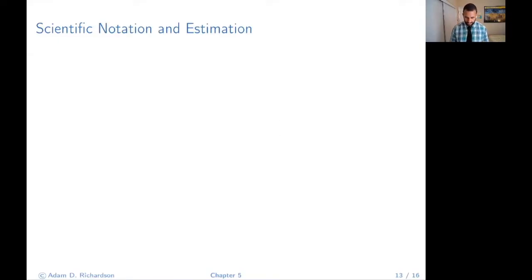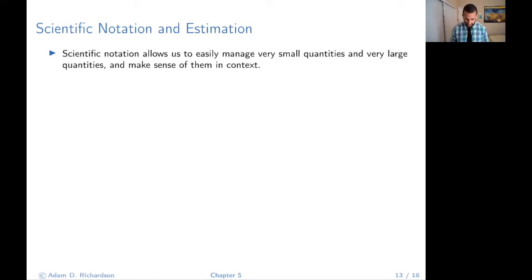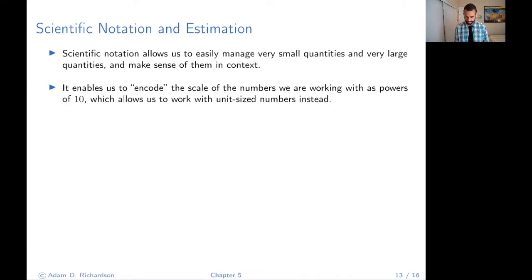Okay. So scientific notation and estimation, because it can help us estimate. First, I'll say this. Scientific notation lets us easily manage very small quantities and very large quantities and make sense of them in context. Because the truth is, if the numbers start to get really, really tiny, or really, really big, then it's hard to make sense of them. It's like we lose intuition when it gets to a certain size. And scientific notation can help us regain that intuition.